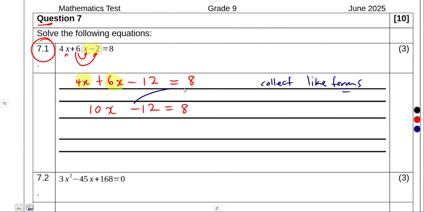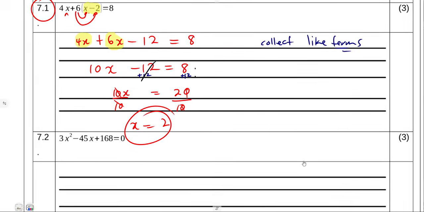Take the constant, negative 12, to the other side, or simply add 12 both sides of your equation. So that's 10x, and this cancels. You remain with 8 plus 12, which is 20. So to find the value of x, simply divide by 10. So x is going to give us a 2 at the end. So that is the value of x from our equation. All right, these are now equations.